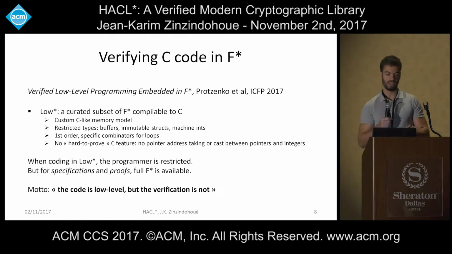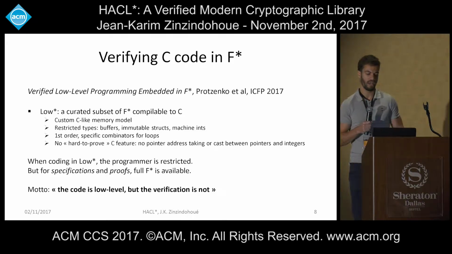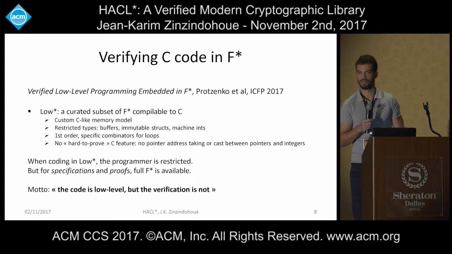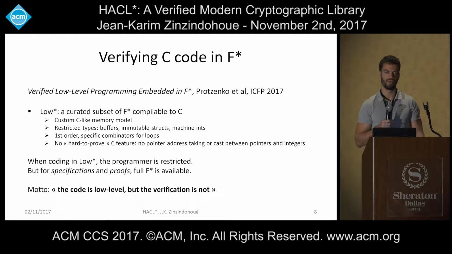What does it mean? Well, basically, we model a C-like memory model with a heap and a stack and a pushing and popping frames mechanism. We only allow restricted types in F-star, so you can only use buffers and immutable structs and machine integers. The code has to be first order. There's no higher order for that subset, except for some combinators that we use for loops. And we also exclude the hard-to-prove C features. So in particular, no address taking and no integer to pointer casts.